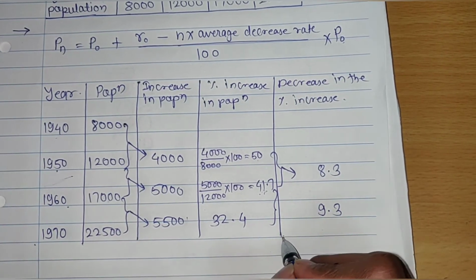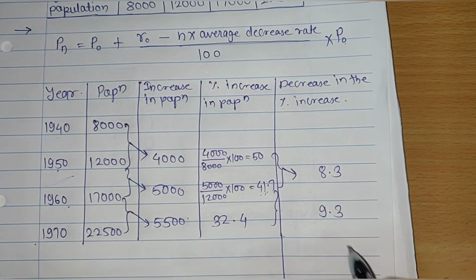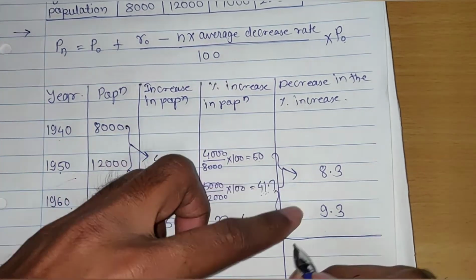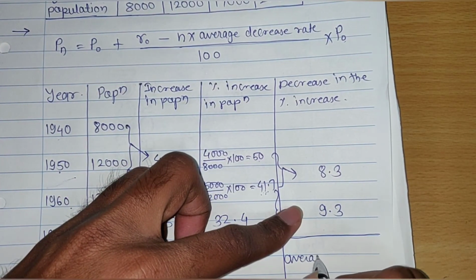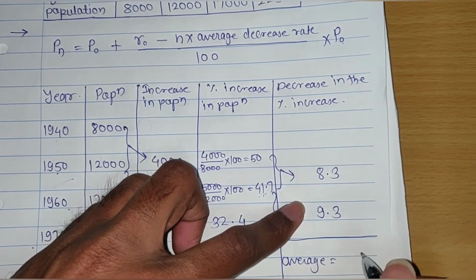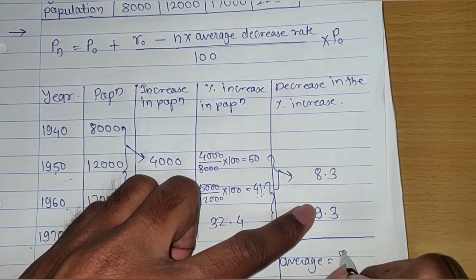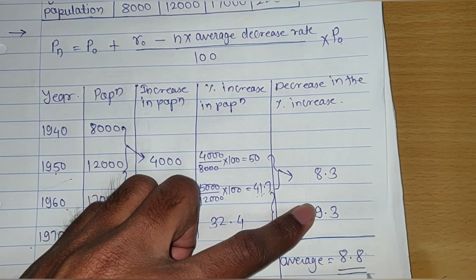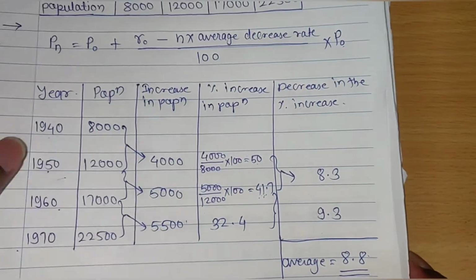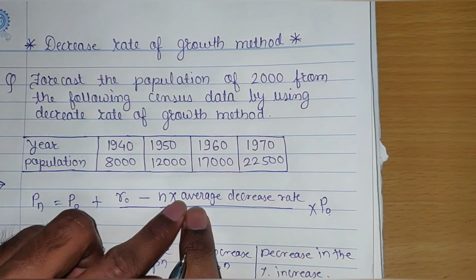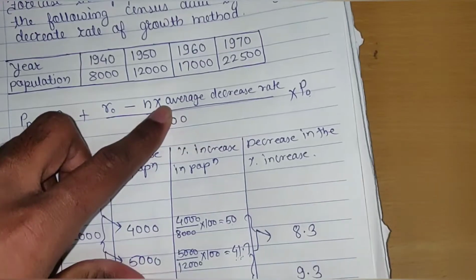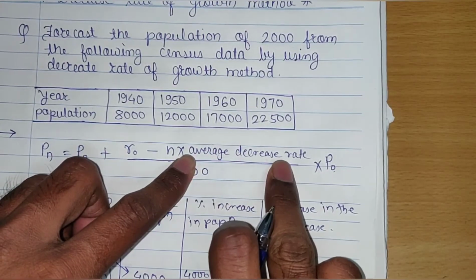Now take the average of these two. You will get the average of these two as 8.8%. Okay, this is the average decrease rate. 8.8 is the value of the average decrease rate.